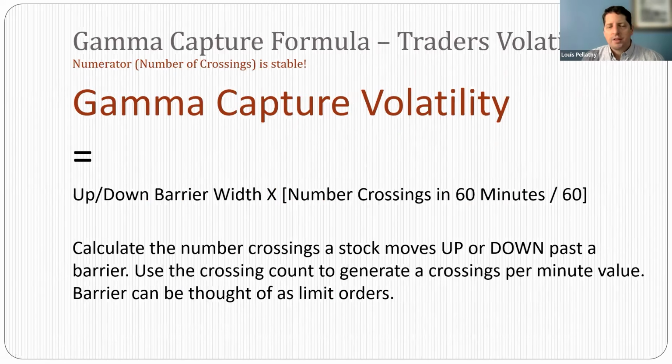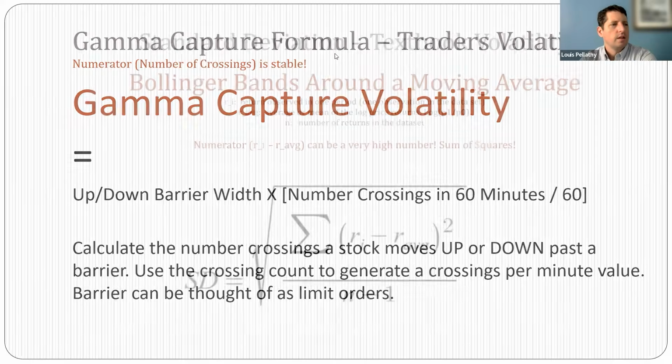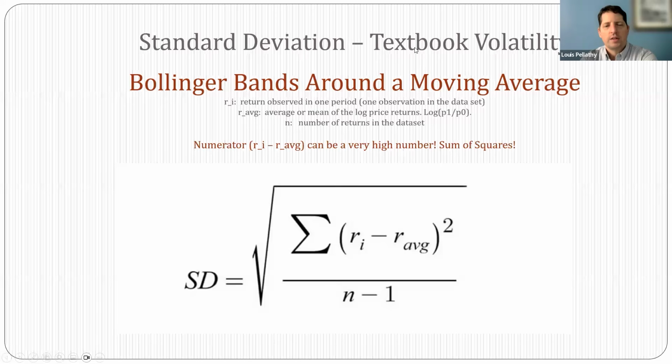The interesting part about that is that it ties directly back to trading P&L. If you think of these barriers as limit orders, sell limit and buy limit, as your buy and sell limits get crossed, you're trading the market, so to speak. The number of trades that you achieve over a 60-minute period, you can convert back into a volatility, a gamma capture volatility. That's why I call this a trader's volatility. Standard deviation is a textbook volatility. It was designed to fit a certain perfect world that really doesn't exist.